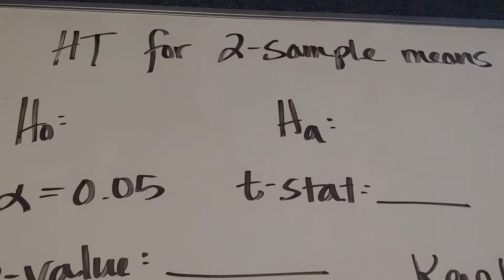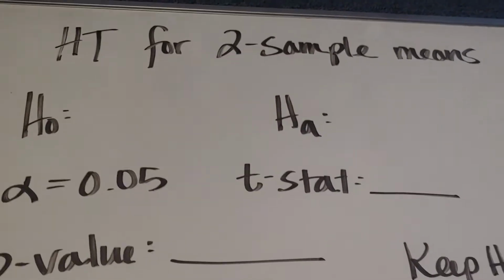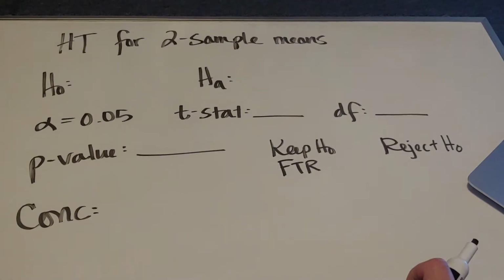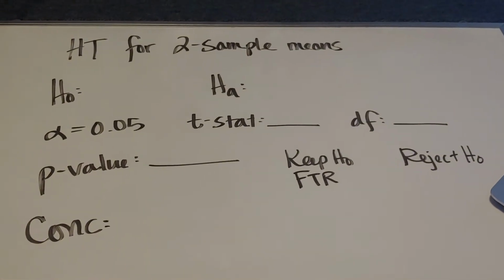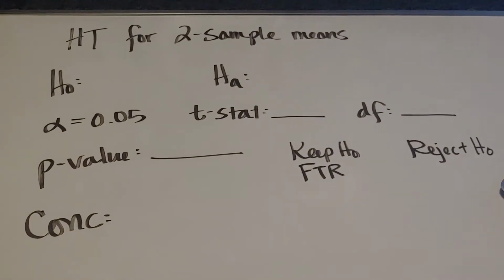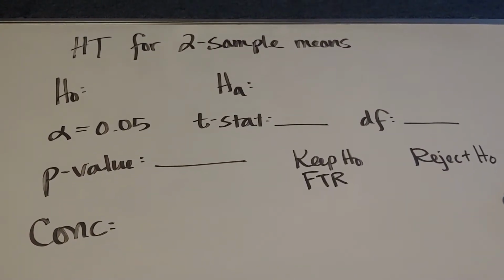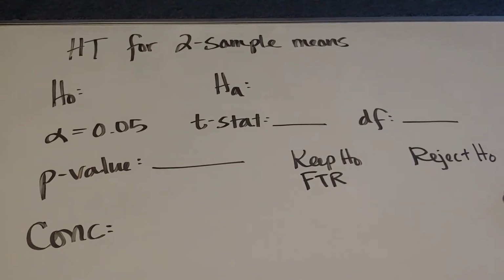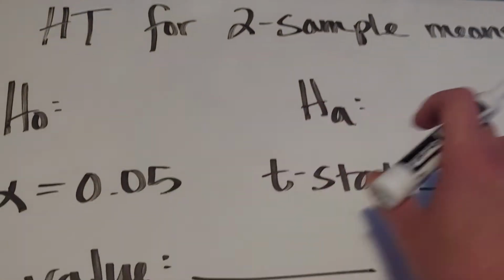All right, I'm going to outline the process for hypothesis testing for two sample means. So as you can see, if I zoom out a little bit there, these are the blanks that we want to fill in for a two sample hypothesis test. They're very similar to the one sample. The main difference is our null and alternate.